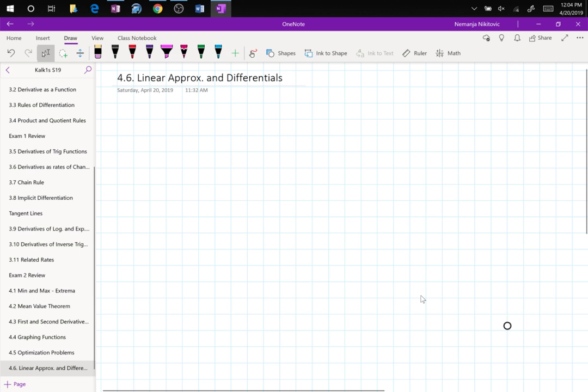Hello and welcome back to Calculus 1, section 4.6 on linear approximations and differentials. So this is one of those sections where we learn it just in case.